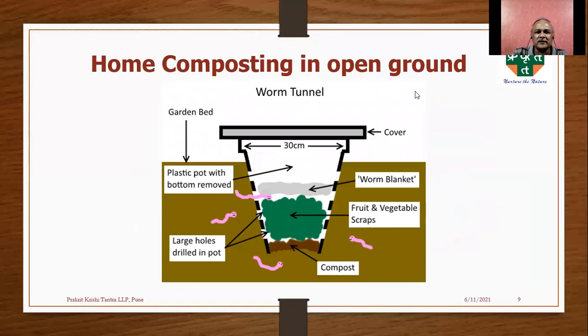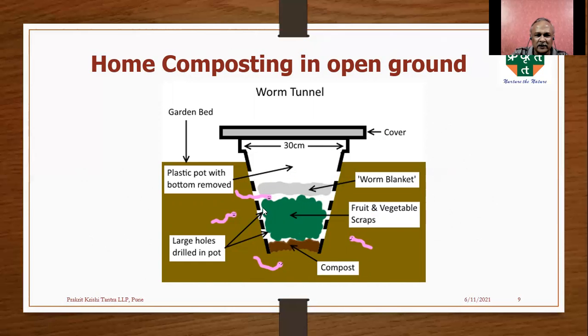For home composting, different kinds of designs and methods are possible. If you have open ground, for example, then you can use this kind of inverted vessel, where the tapering part should go into the ground and the wider open part should be on the upper side. You open the other side also, and then bury it in the ground.